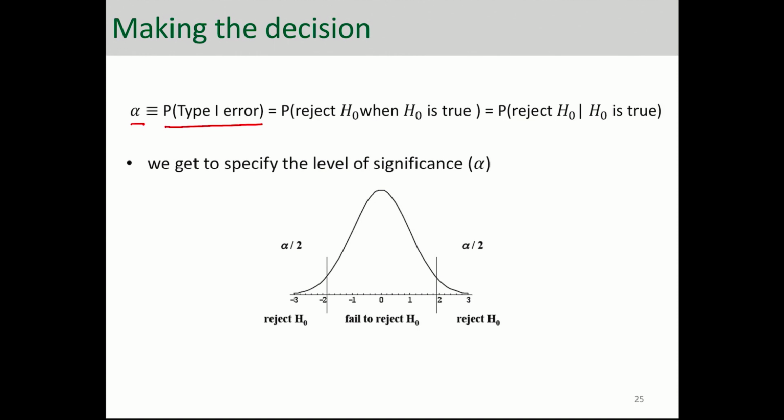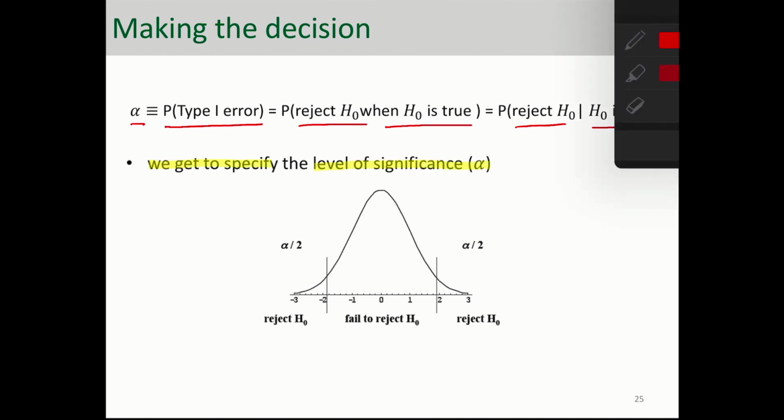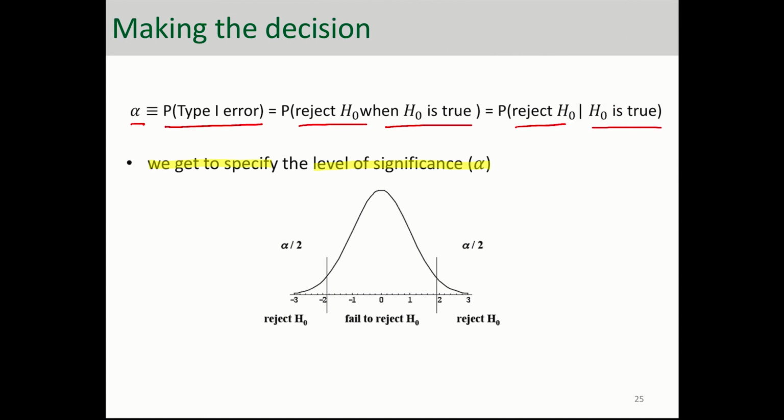Alpha is the probability of type 1 error, which is rejecting H0 when H0 is true. Basically, reject H0 given that H0 is true. A good thing about hypothesis tests is that we get to specify our alpha. So for any test, one of the things that you need to determine is what the alpha of this test is. And it's very important because what alpha does is determine when you would reject the H naught and when you would not reject the H naught.